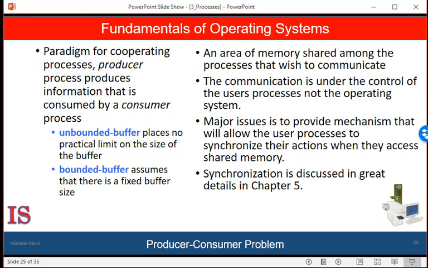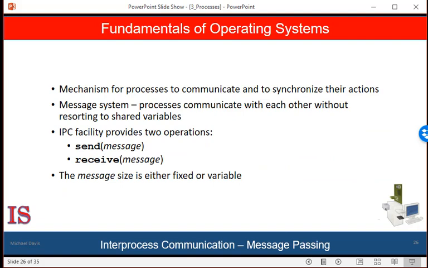And then there's the bounded buffer, which assumes a fixed buffer size. In this case, the consumer must wait if the buffer is empty, and the producer must wait if the buffer is full. The producer-consumer scheme requires that these processes share a region of memory and that the code for accessing and manipulating the shared memory can be written explicitly by the application programmer.